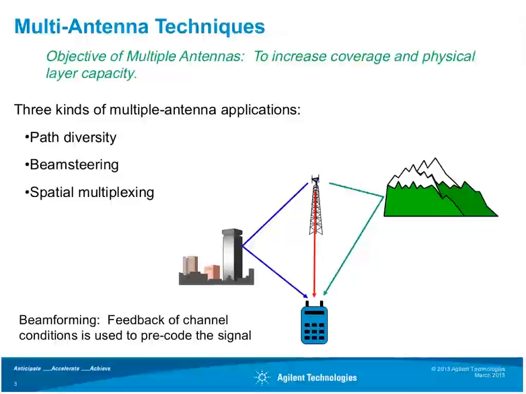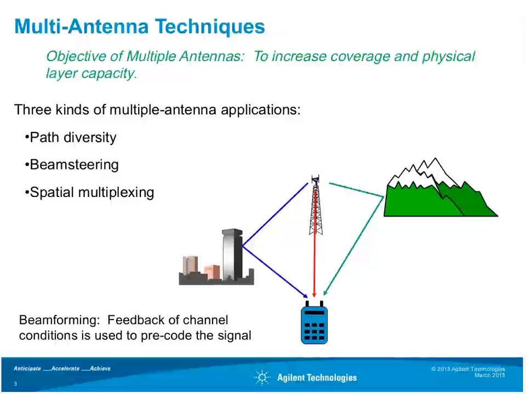The second application is to apply beam steering. Beam steering, as its name implies, is associated with the physical steering of the RF signal by controlling the phase and the signals radiated from the antennas so they are directed at the receiver. So it's the direct signal, the red line in this diagram. A third application is to separate the antennas in space to enable the use of spatial multiplexing. Spatial multiplexing allows for the simultaneous transmission of more than one stream of data in both time and frequency.